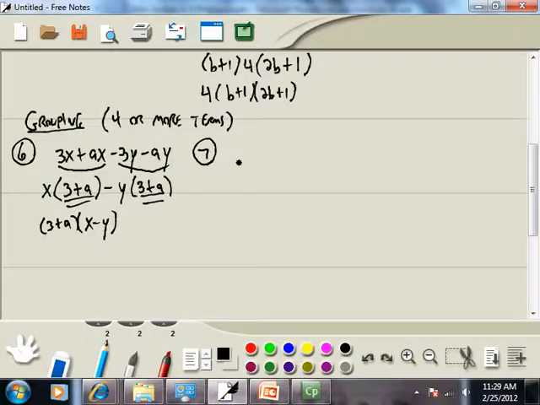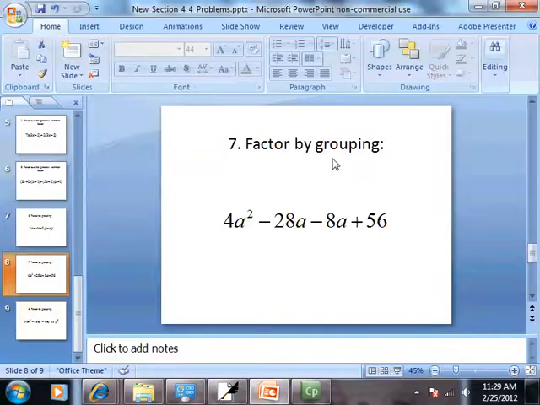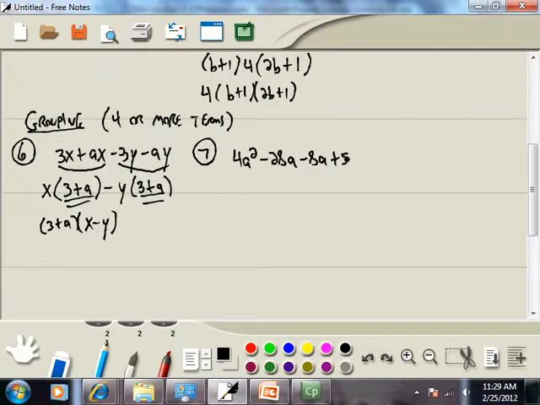Let's look at our 7th example. We got 4a squared minus 28a minus 8a plus 56. Well, right away I notice there's a GCF. They're all divisible by 4. So I'm going to factor a 4 out. And that gives me a squared minus 7a minus 2a plus 14.